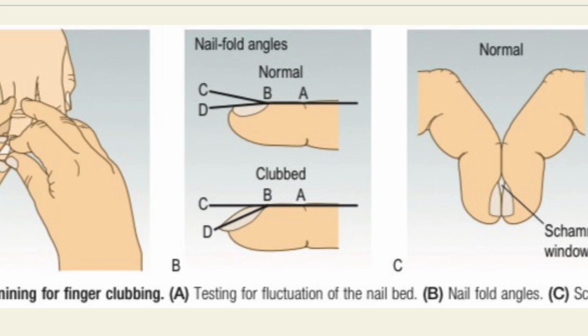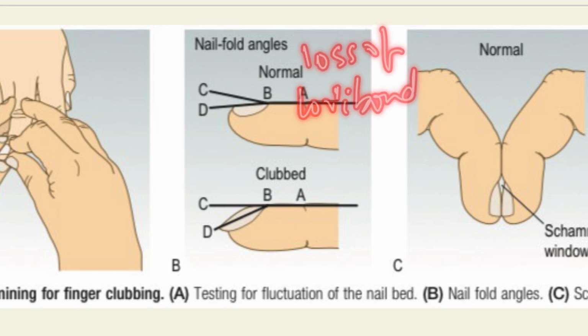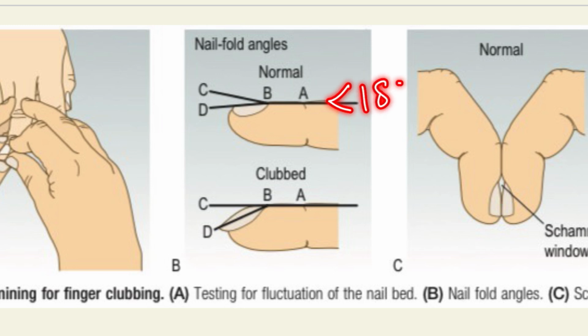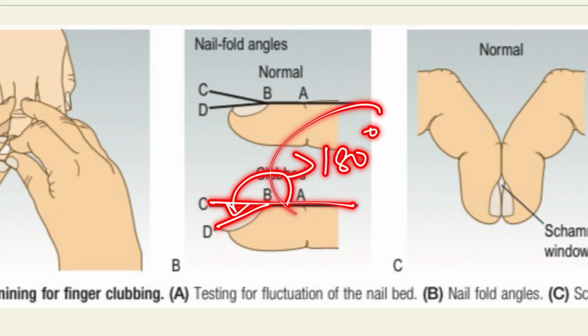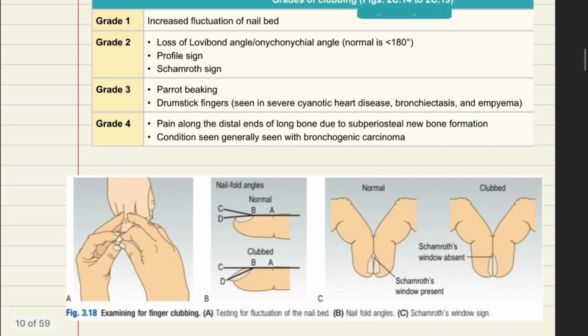So this is the case in the second grade, that is the loss of the Lovibond angle. It is normally less than 180 degrees, but upon clubbing this becomes more than 180 degrees. So more than 180 degrees is seen in clubbing, right.